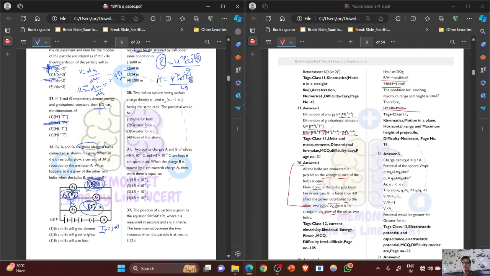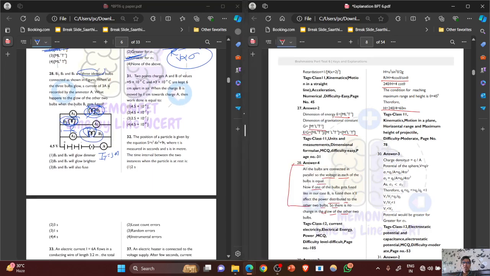Simple question. Two hollow spheres having surface charge densities sigma 1 and sigma 2, with the same radii. The potential is k q1 by r, where q1 is sigma 1 into 4 pi r square. Sigma 2 is greater than sigma 1, so V2 is greater for sigma 2. Option third is the correct answer. You can see the potential is directly proportional to sigma.